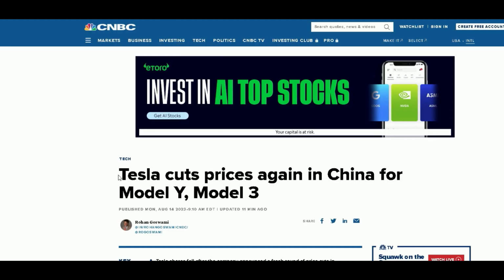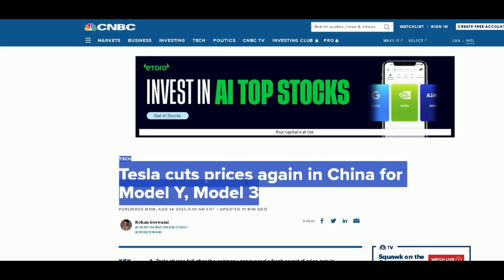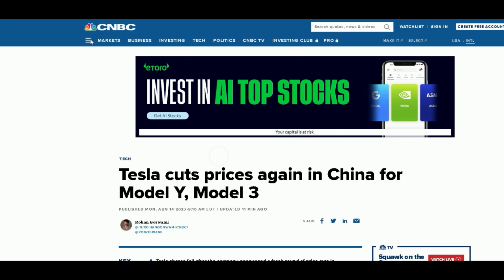There's a bit of news. You can see that Tesla cuts price again in China for Model Y and Model 3. This is one of the reasons why we are seeing a drop at market open today.